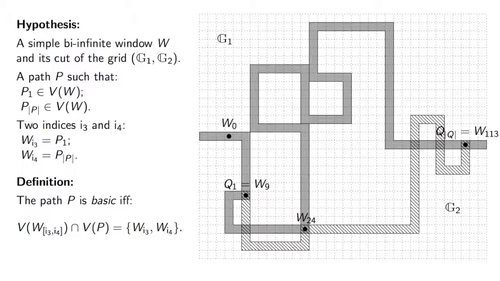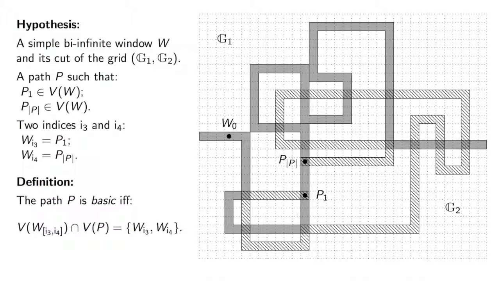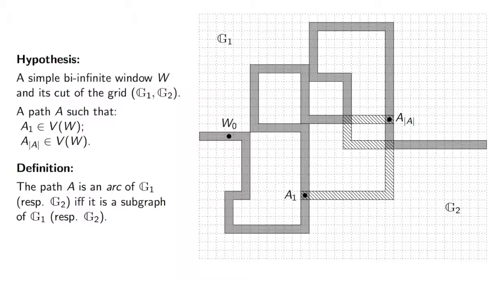In our current example, the path Q starts in W9 and ends in W113. The path Q intersects with the segment of the window W associated to it at the position W24, then the path Q is not basic. Let's go back to the previous path P. This path is basic.